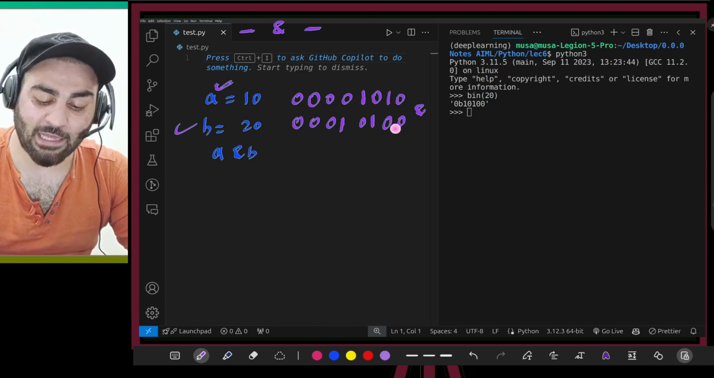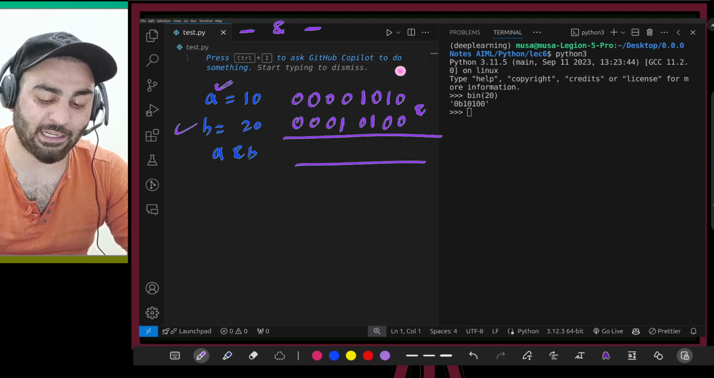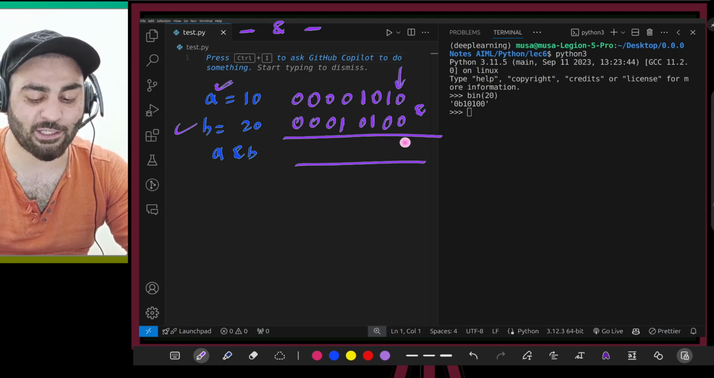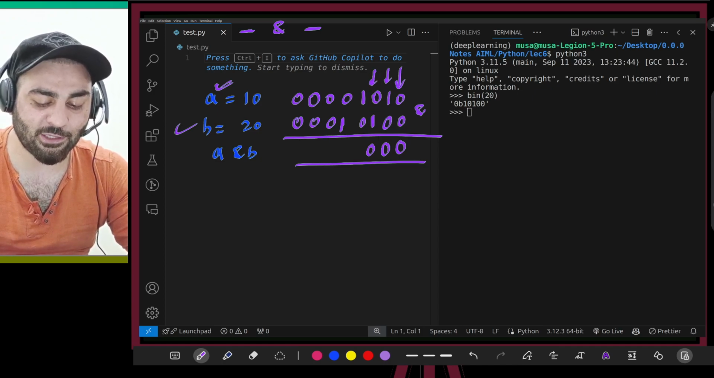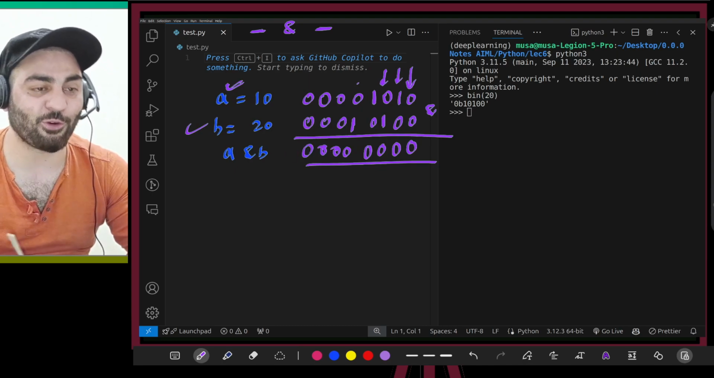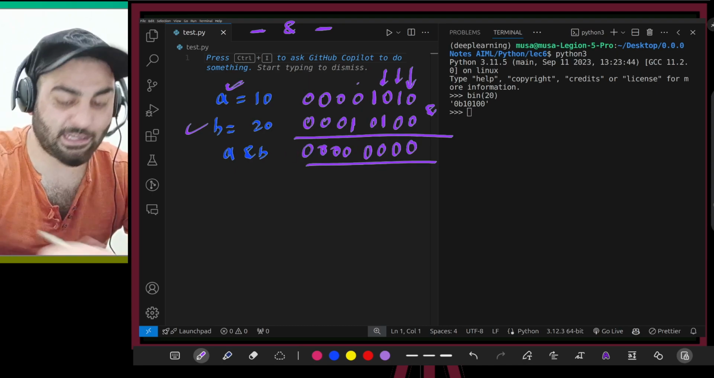So now if you perform the bitwise AND of all of these bits, first you perform AND of this bit. 0 and 0 is 0. 1 and 0 is 0. 0 and 1 is 0. 1 and 0 is 0. 0 and 1 is 0. So everything will be 0. So now if I run it, the answer should be 0.